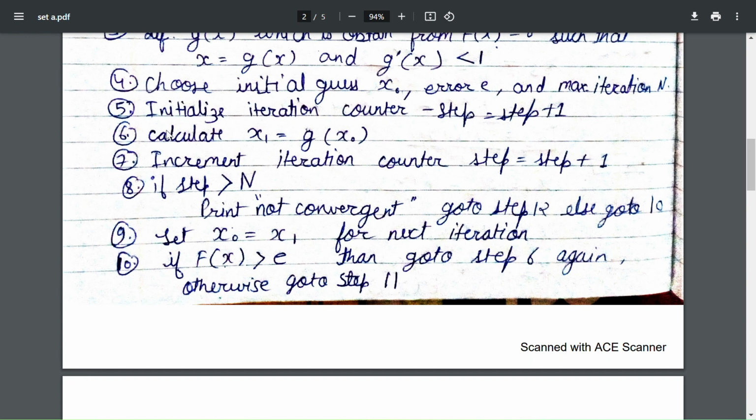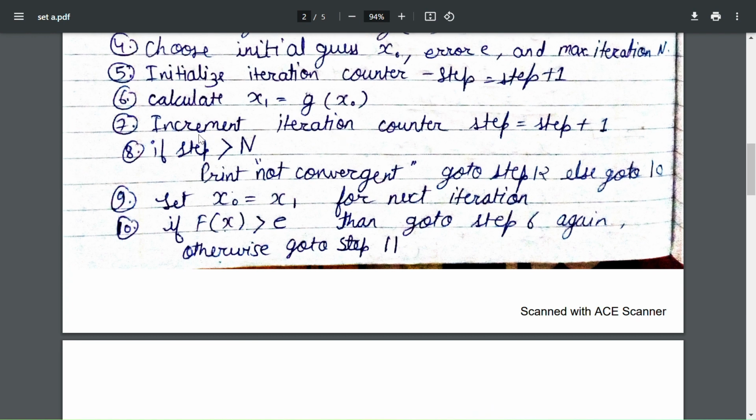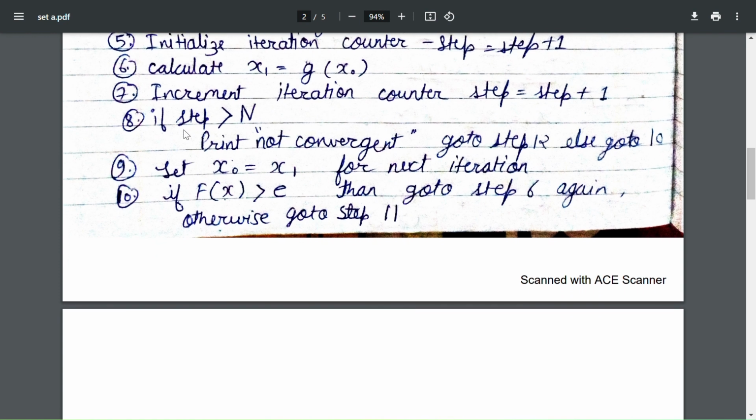Then in fifth step we will initialize iteration counter step equals to step plus 1. Then in sixth step we will calculate x1 equals to g of x0. Then in seventh step we will increment iteration counter step equals to step plus 1. Then in eighth step we will check a condition that step is greater than n.